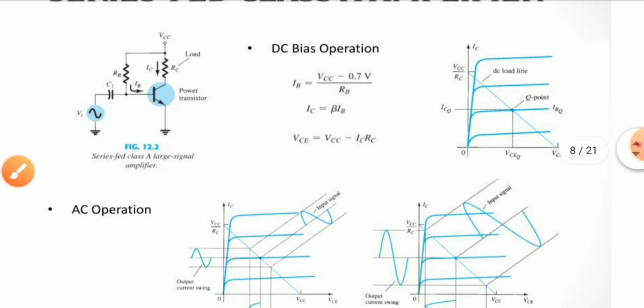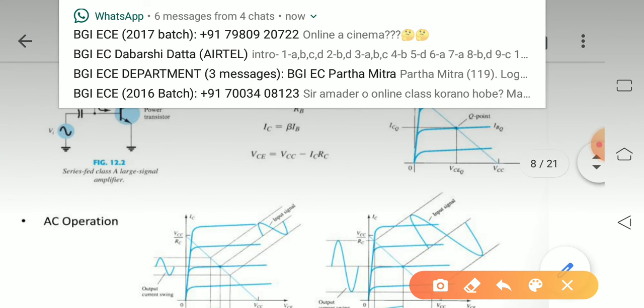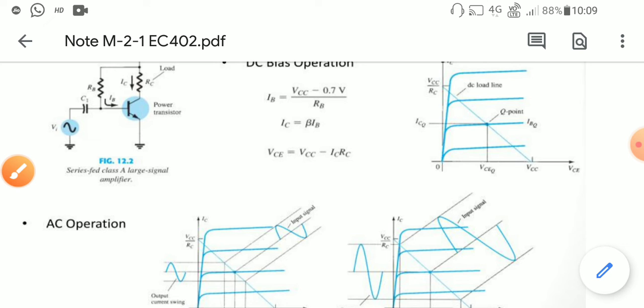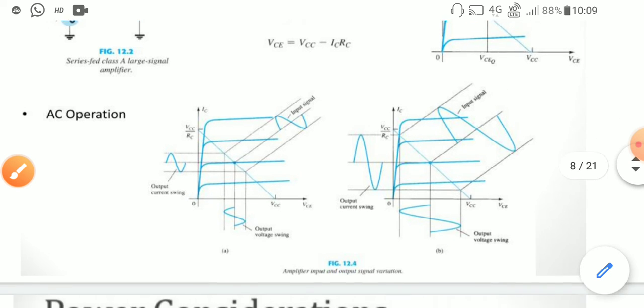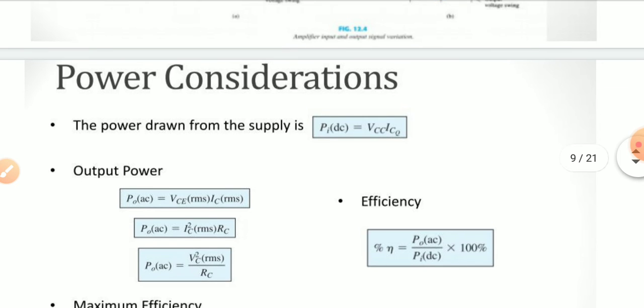Here, if you apply the input signal, you plot a vertical line for each point position, and then cover the same distance on the output section. That way you can understand what the IC value will be. You have to consider this for calculating the efficiency.